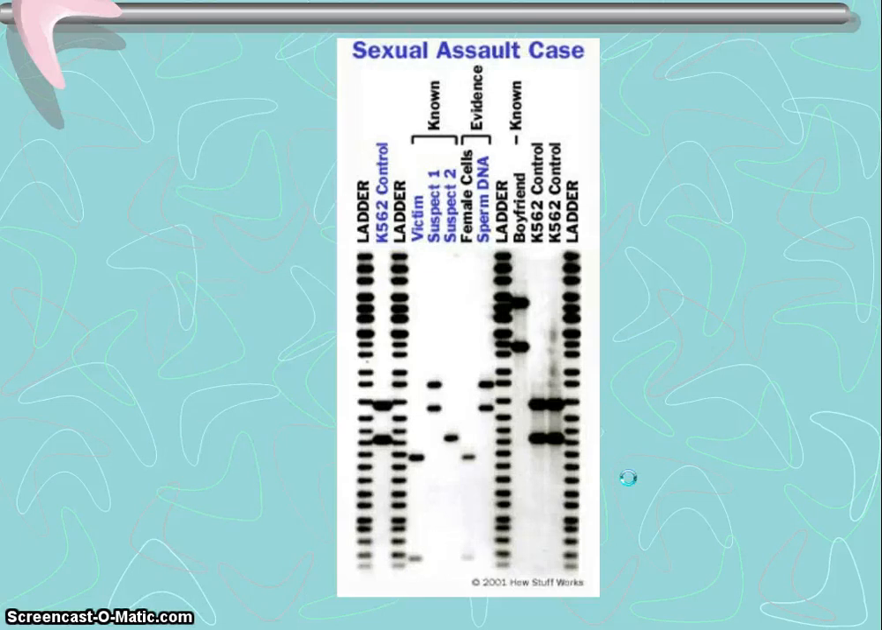This is showing you an actual rape case. You always run what are called ladders, and those are just kind of a standard so you have a basis for comparison. Okay, so this is the victim, and there are two suspects. Suspect 1 has 2 bands, and suspect 2 has 1 band. And this is the sperm DNA that was found on the victim of the rape case. So you can see here that these two are a match. So suspect 1 was the person who committed the crime.